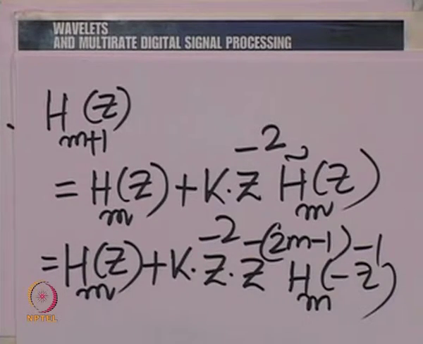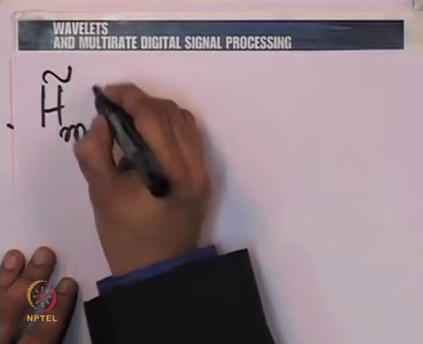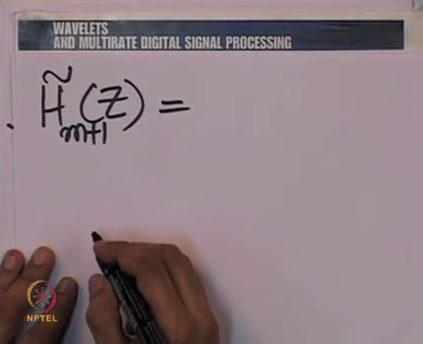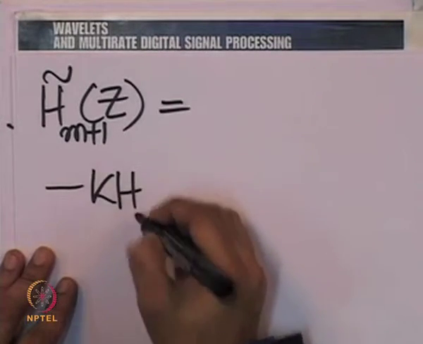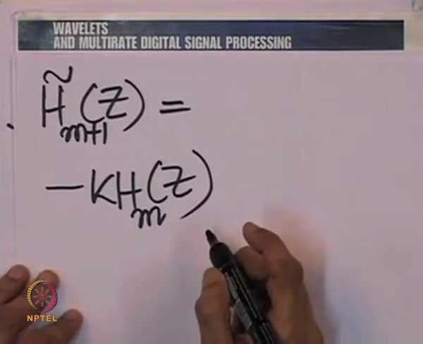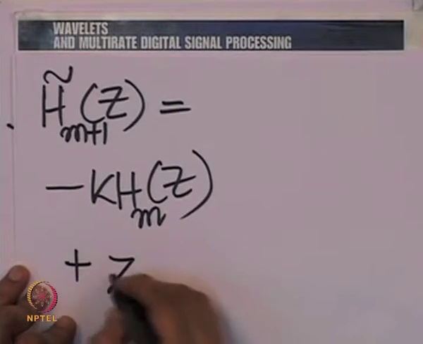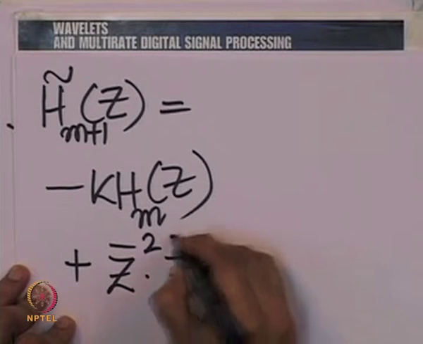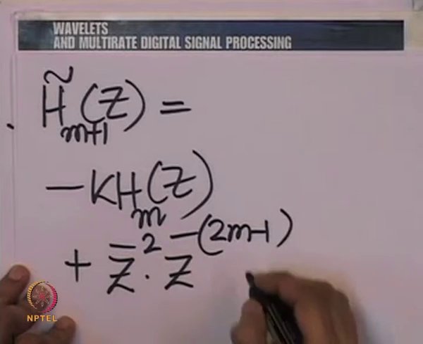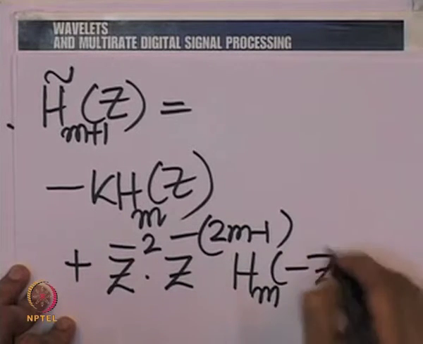And we have assumed that this structure, well, we have proved by mathematical induction after an inductive assumption, that a modular structure like this continues the conjugate quadratic property. So, H_(m+1) tilde(z), which we assume is available to us, is equal to minus k times H_m(z) plus z raised to the power minus 2 times z raised to the power minus (2m minus 1) H_m(z inverse).